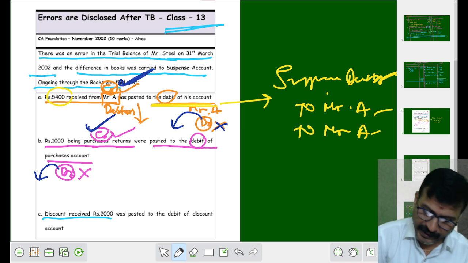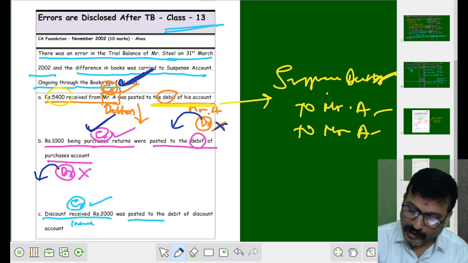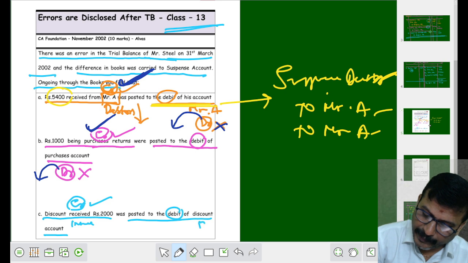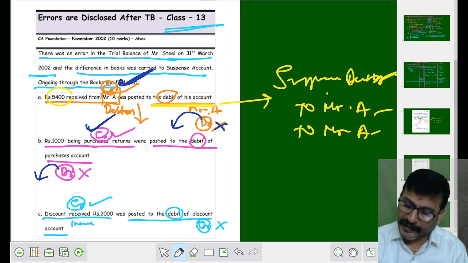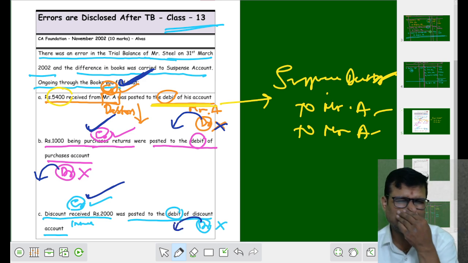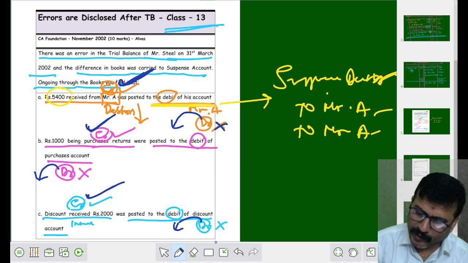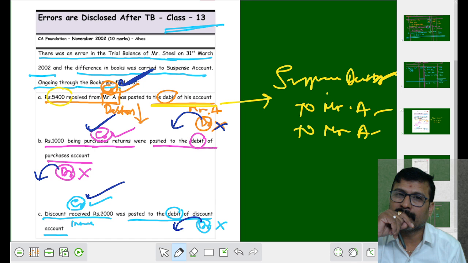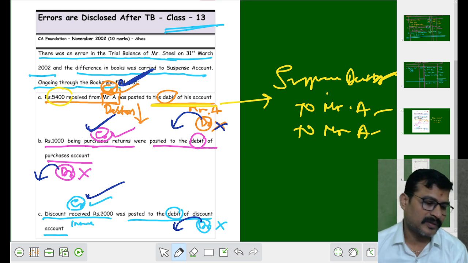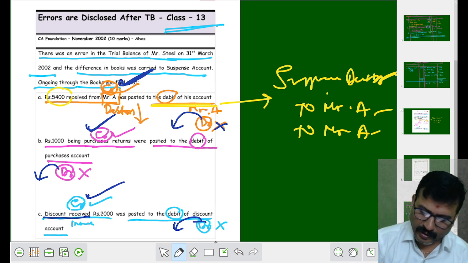Discount received is an income. Income, what to do? Credit. Correct. Posted to the debit of discount account. Where did you post it? You posted to the discount account on the debit side. Debit means what? Wrong debit. Now what is your rectification entry? Keep the correct in the same place. Shift the wrong in the opposite place. What happens now? This would be credit, to discount received. This is debit, to discount. What to write? This also came as credit, this also came as credit. What to write in the debit side? The same apad bandhava, suspense account. So now the entry will be what? Suspense account debit, to discount received account, to discount account. I hope you got it right.